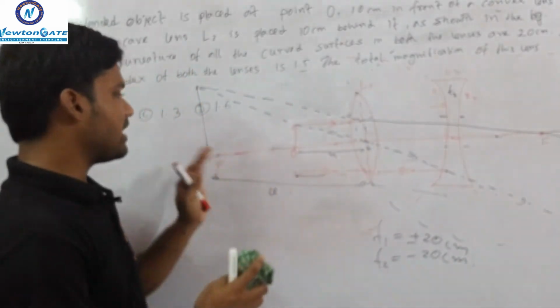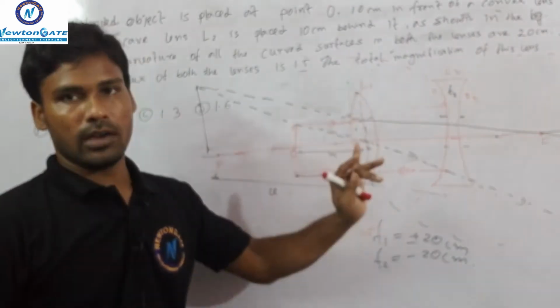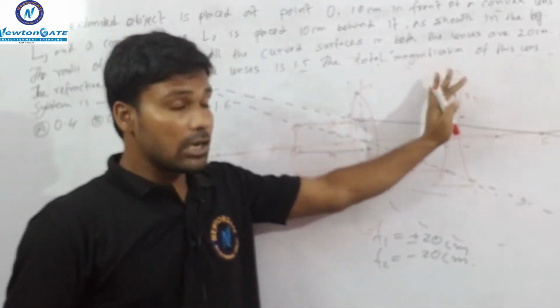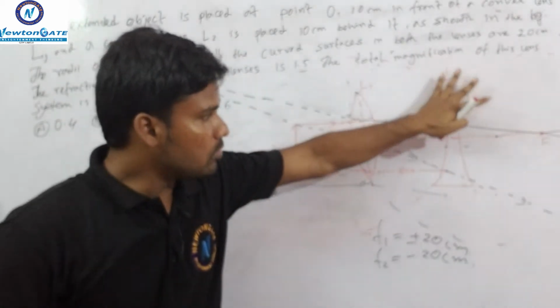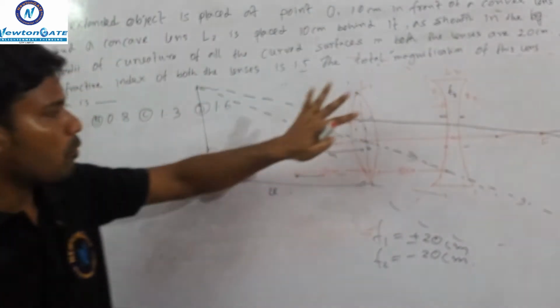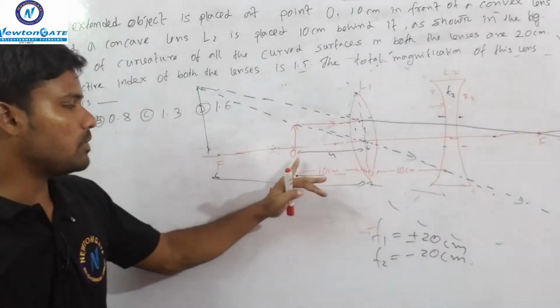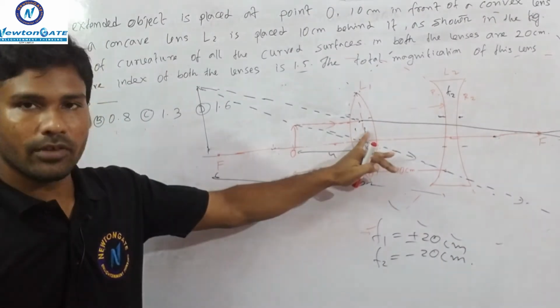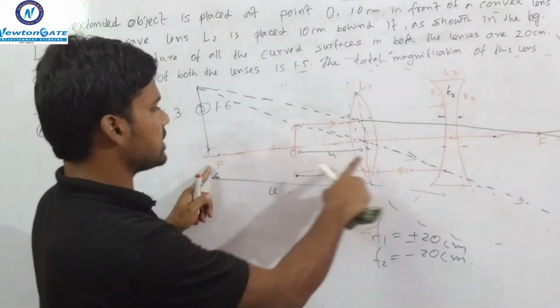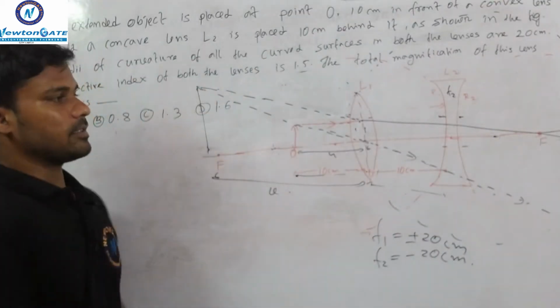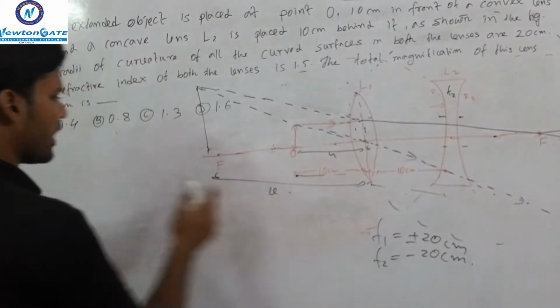Now we are going to find the value of V for this L1 only. You just think L2 is not present. Okay, with the absence of this L2, we can get the image distance V like this, because the object is placed in front of the first lens and in between focus and this lens. That's why we can get the image like this. Clear?